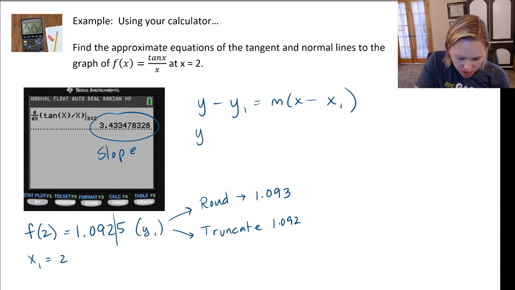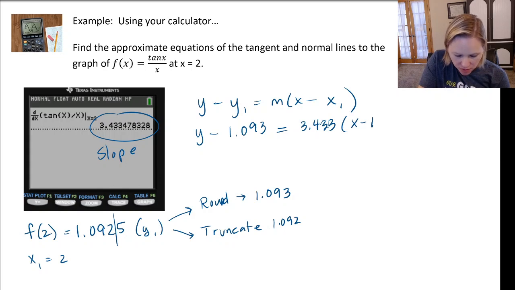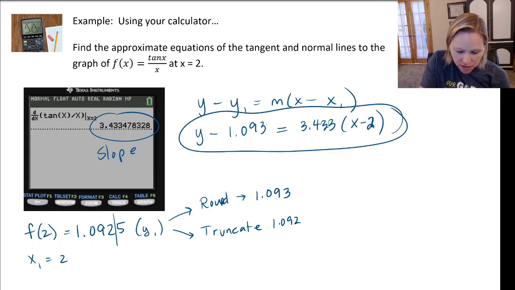So I'm going to use the rounded version: 1.093 equals 3.433 x minus 2. So there's my equation of my tangent line.